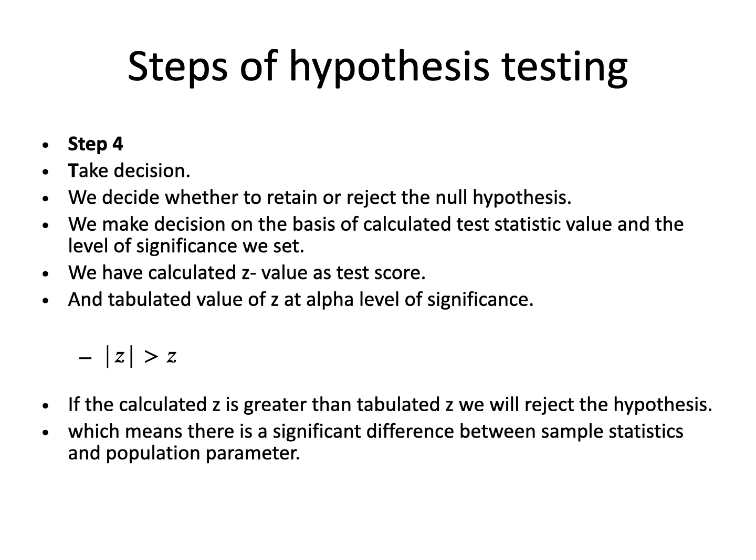Here while taking the decision, we have taken the modulus, and it is taken because this z is symmetric about the mean, and it may have positive as well as negative values. So if the calculated z is less than the tabulated z, we will accept the null hypothesis, which means there is no significant difference between the sample statistic and the population parameter. And if the calculated z is greater than the tabulated z, then we will reject the hypothesis, which means there is a significant difference between the sample statistic and the population parameter.